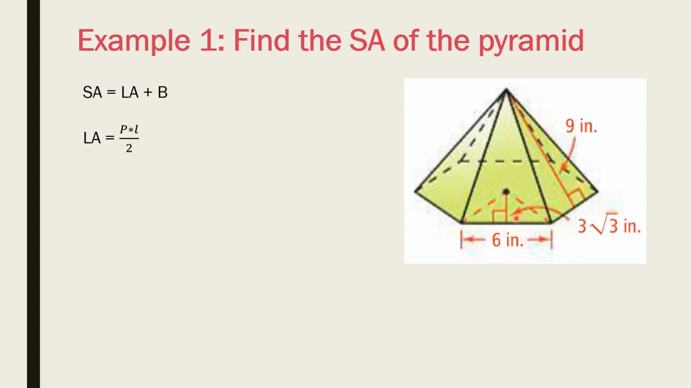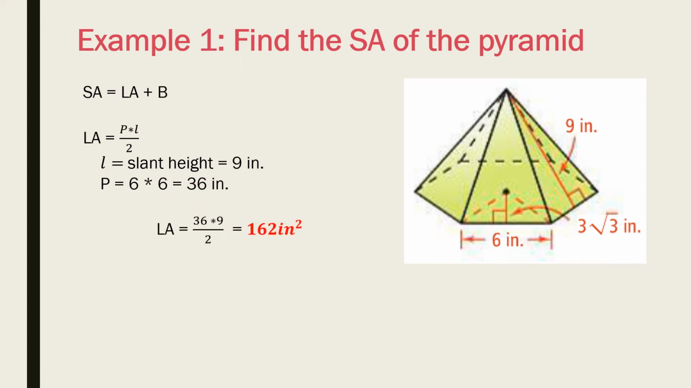I don't have the total perimeter, but I do have one side length, and I know that this is going to be a regular shape, so I'm just going to multiply it by the number of sides. So L is my slant height, which is 9. My perimeter is going to be 36 inches because it's 6 times 6 sides. And so my lateral area, which is the perimeter times the slant height divided by 2, will be 162 inches squared.